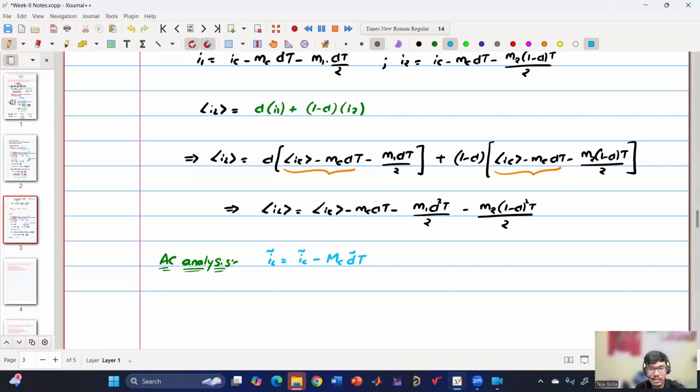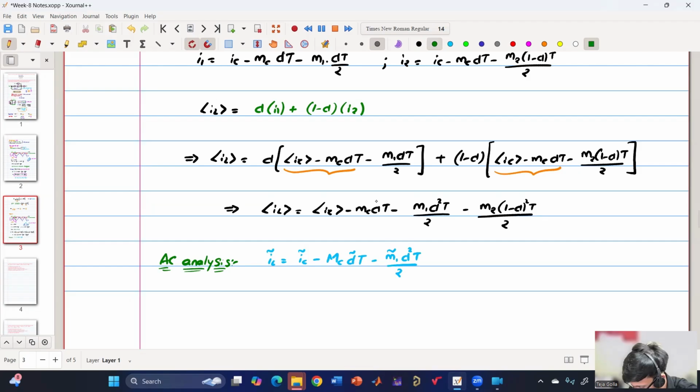And here we'll get two terms, one for the M1 part and another for the D part. So it is minus M1 part into D square T by 2. And then for the D part, we have to differentiate it, right?